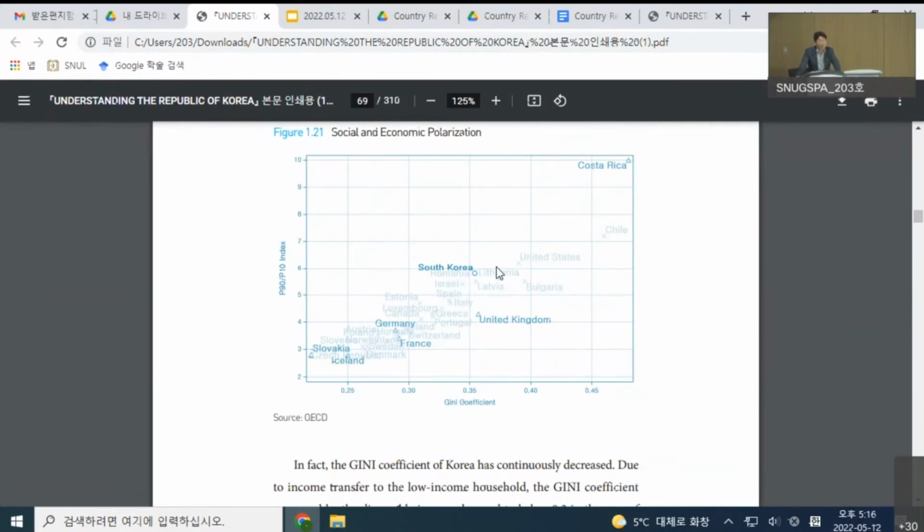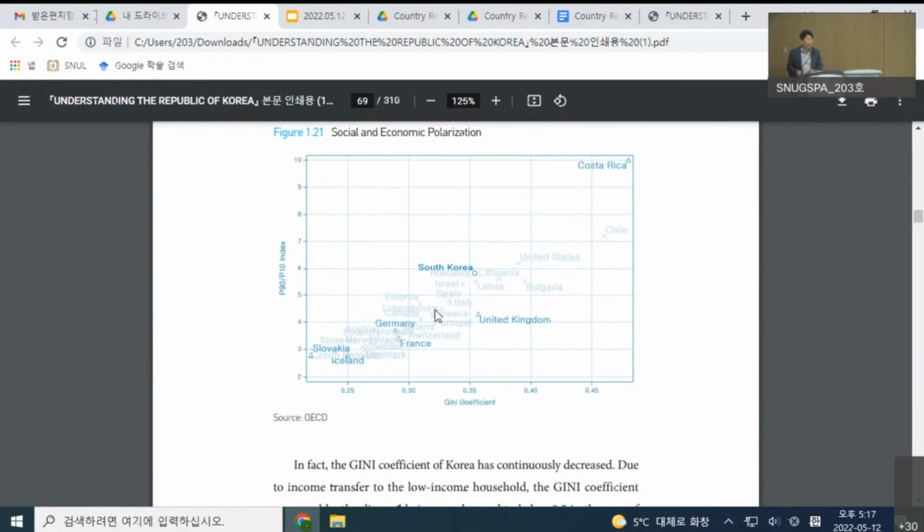Before the Moon administration, we used the international standard Gini coefficient, which showed our Gini coefficient level at almost 0.31. So the income inequality is not as bad as people imagine. And one of the remarkable things is that this level of the Gini coefficient was maintained even during the 1980s and the 1990s, which means that despite rapid economic development, Korean society maintained pretty stable income inequality.